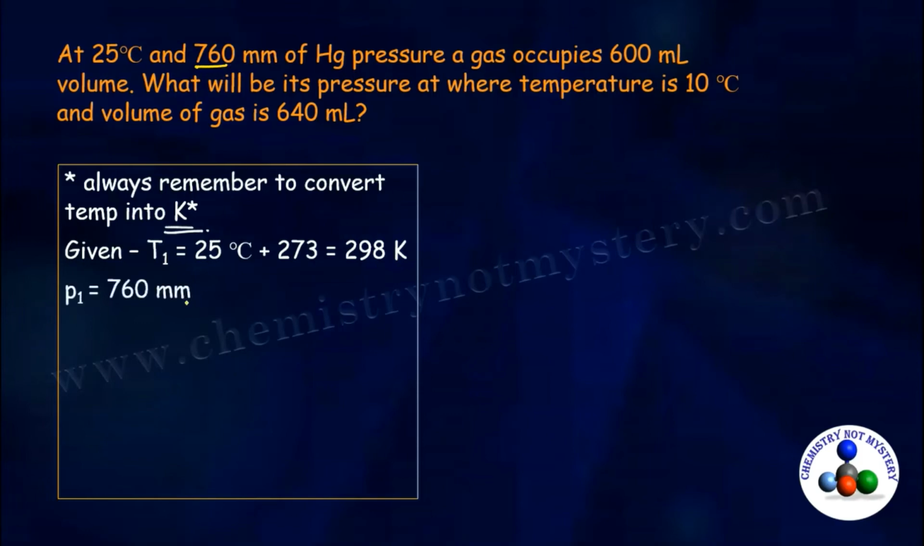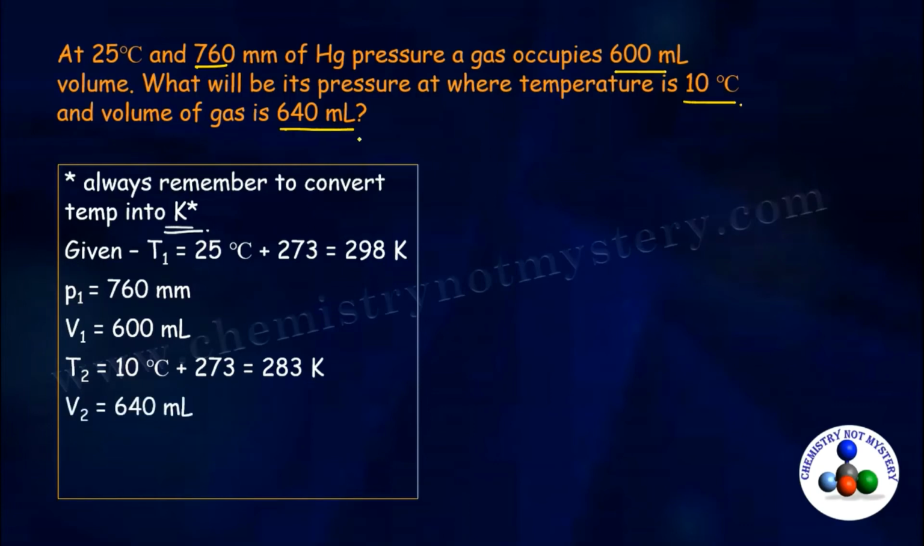P1 is given as 760 mm of Hg pressure. V1 is given as 600 ml. T2 is given as 10 degrees centigrade. Again add 273, so you get 283 Kelvin. Volume V2 is given as 640 ml. And here you have to find P2.